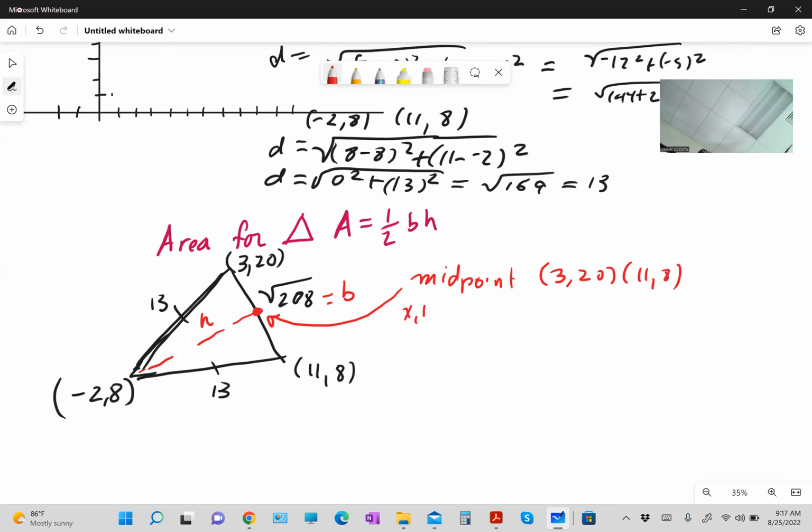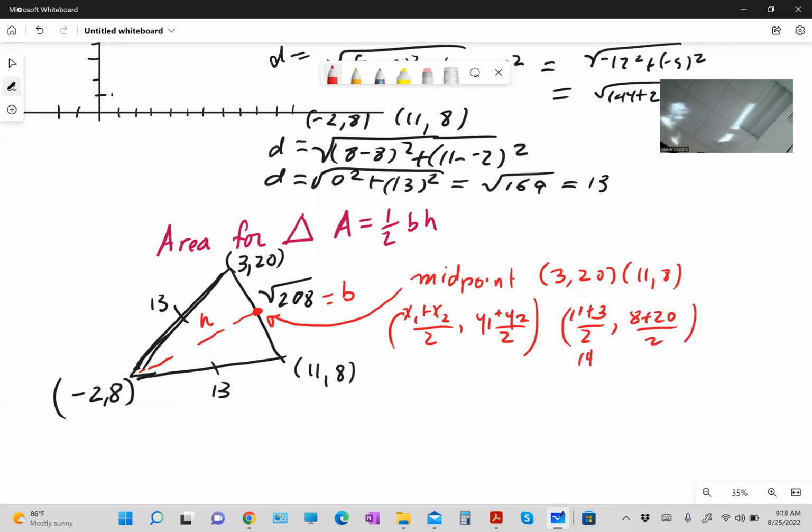Remember, the formula is x of 1 plus x of 2 divided by 2, comma, y of 1 plus y of 2 divided by 2. And so you have 11 plus 3 divided by 2, and 8 plus 20 divided by 2. So you have 14 divided by 2, 18 divided by 2. So that's 7, 9. So now you know that this guy here, our beloved midpoint, is 7, 9.